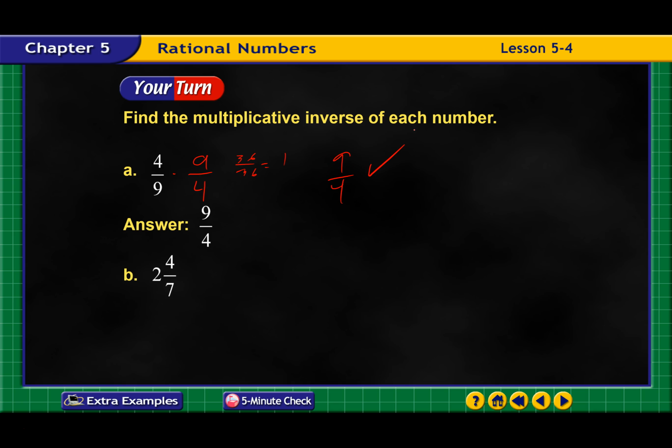Let's see if I put it in the right place. Oh, good. All right, turn this into a fraction first. 7 times 2 is 14, plus 4 is going to be 18. So I'd have 18 over 7. Flip those numbers, would be 7 over 18.